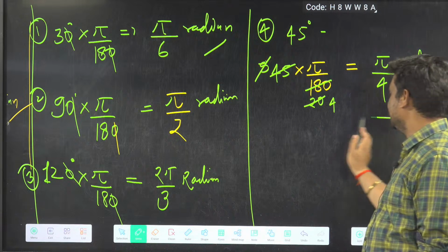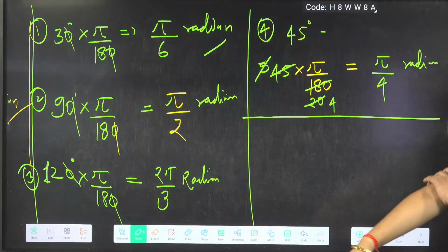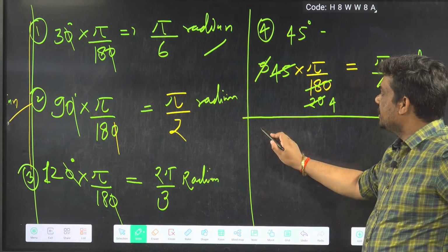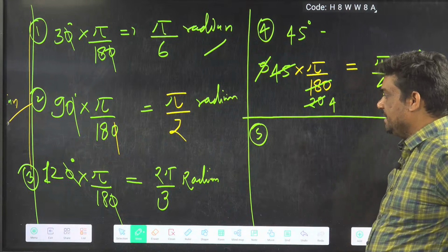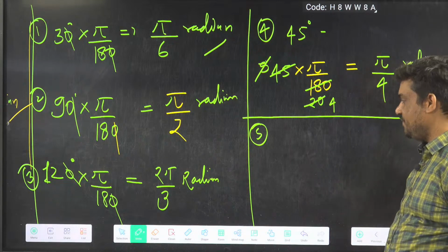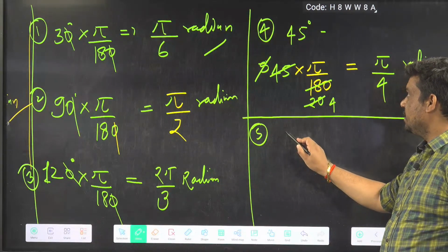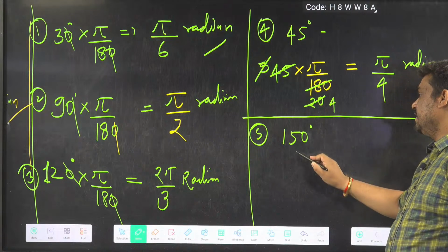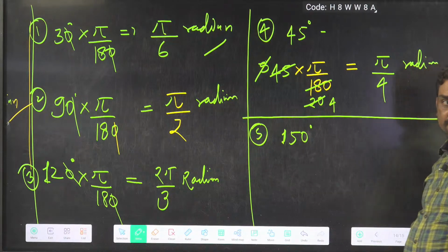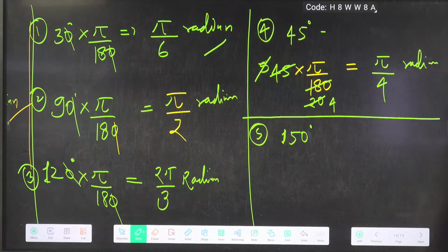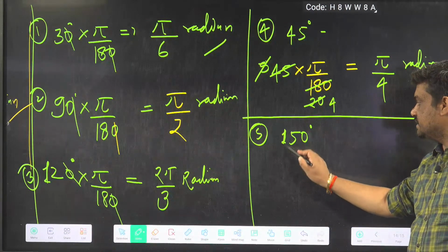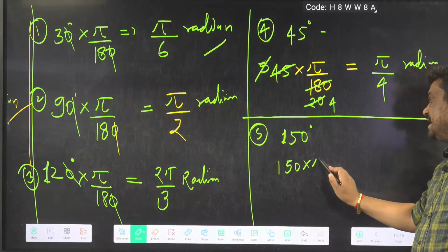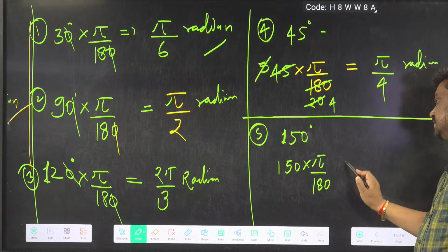It will be somewhat tough for me. Okay, so will you say the next one? Okay, number 5. Tell quickly for me, this is the 60, 30, 90, 45. Tell me fast for 150 degree. 150 degree. What will be the answer for that? 150 into pi by 180. What answer is coming here?